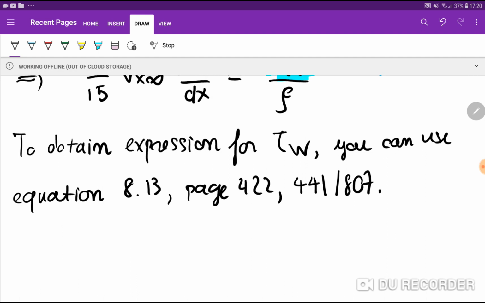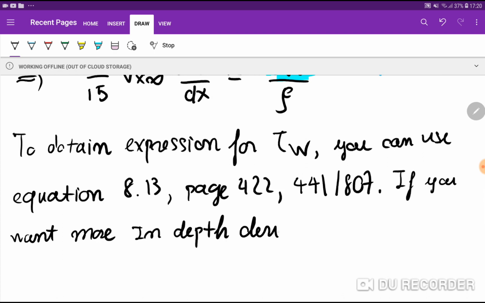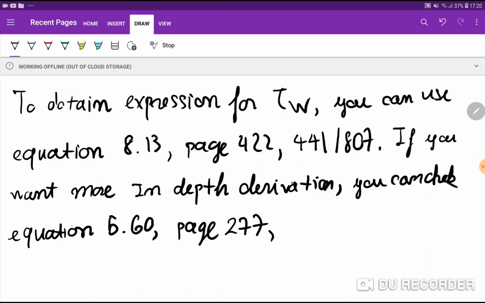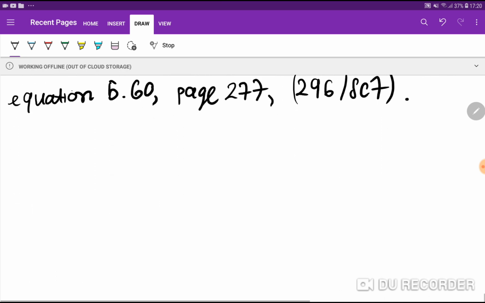There's also a more in-depth equation, so if you want a more in-depth derivation, you can check equation 5.60, page 277. If you use an electronic copy, it should be page 296 out of 807. Okay, so in the next video, we will see what equation that is.